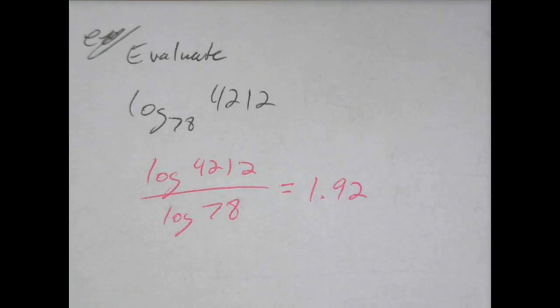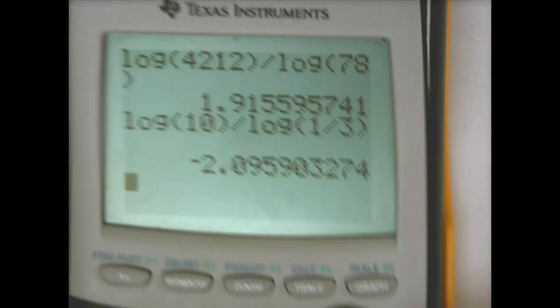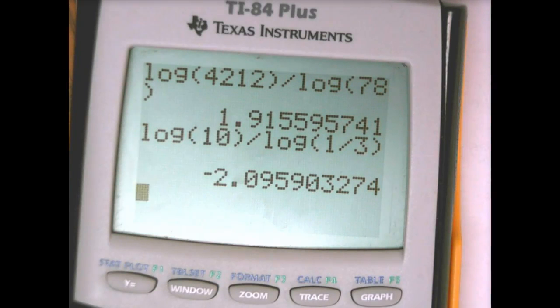Do one more with you guys. Don't get freaked out by the fraction. Still just do this like you know how to. So you would have something like log 10 divided by log of 1/3. And you can punch it in your calculator and get an answer: negative 2.10.